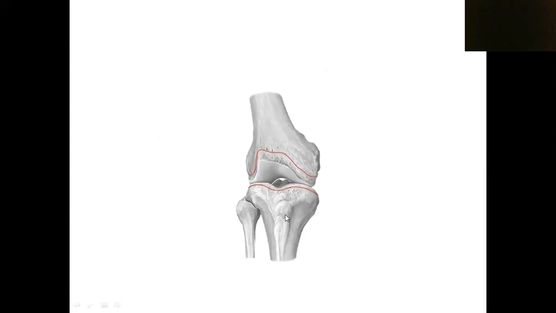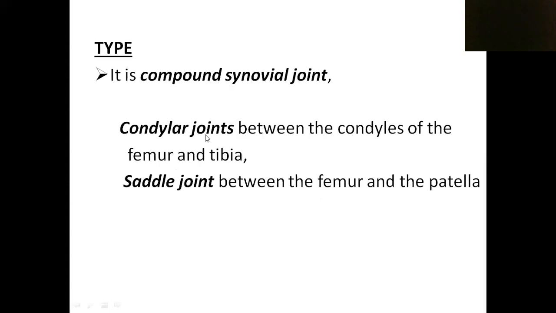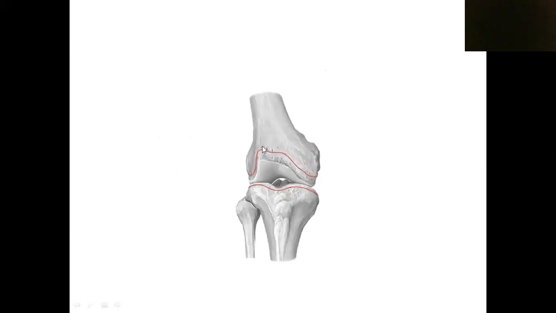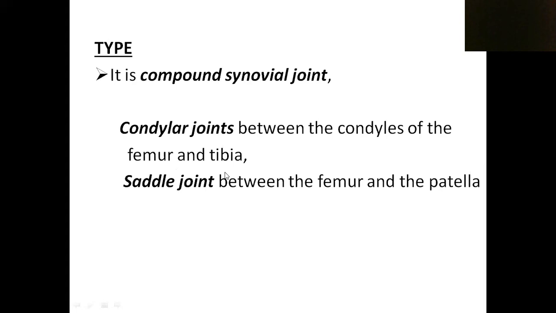Okay, so between the femur and tibia, it's a condylar joint. So, a condylar joint between the condyles of the femur and tibia, and a saddle joint between the femur and patella. Because of these two joints, this knee joint is known as what? Compound synovial joint, or compound joint.